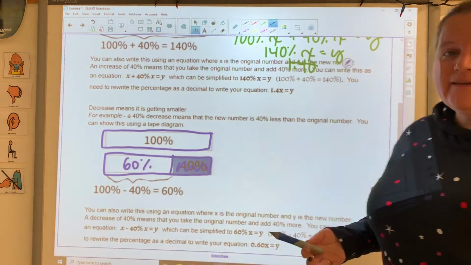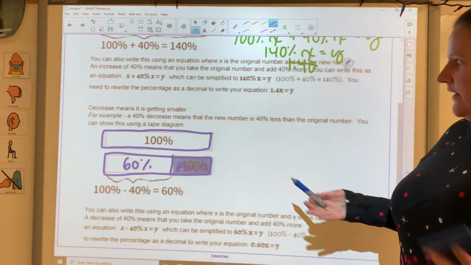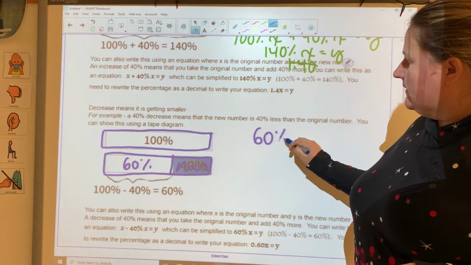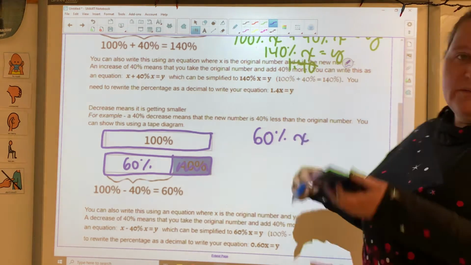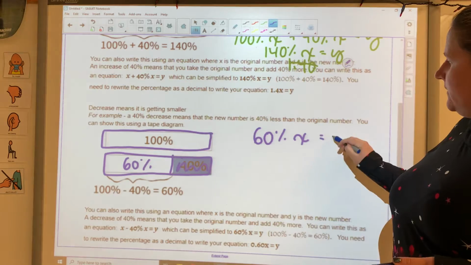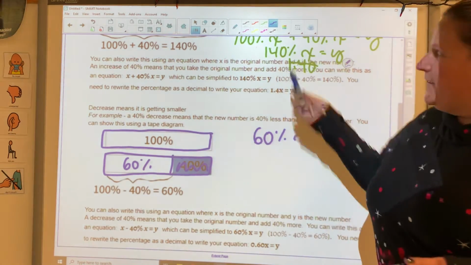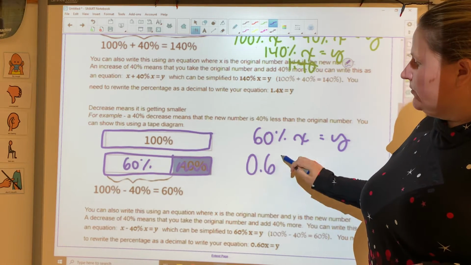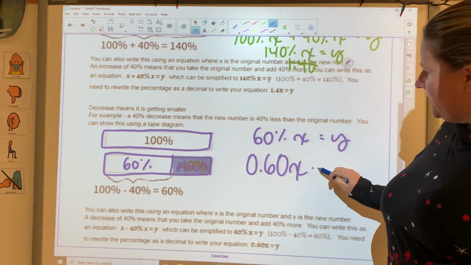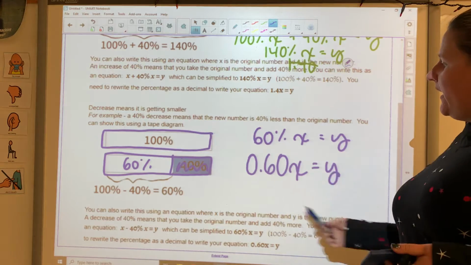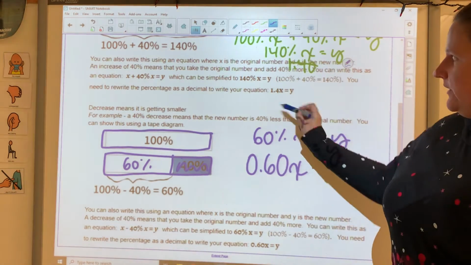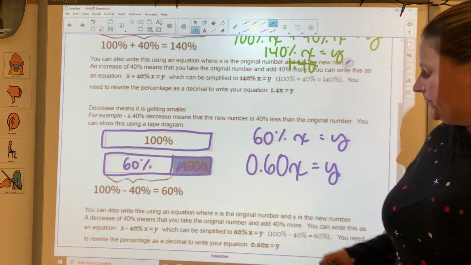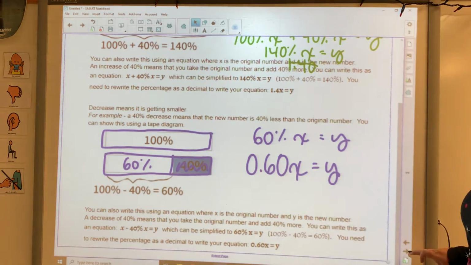Now we can write this as an equation. And again, we have 60% of our missing number, whatever it is we're talking about, to get to my new number. But again, just like up here, we're not gonna write it as a percent, let's write that as a decimal. So 0.60 times X equals Y. And if you can write these two equations, you can solve any percent problems. So we're gonna practice 2 real quickly.